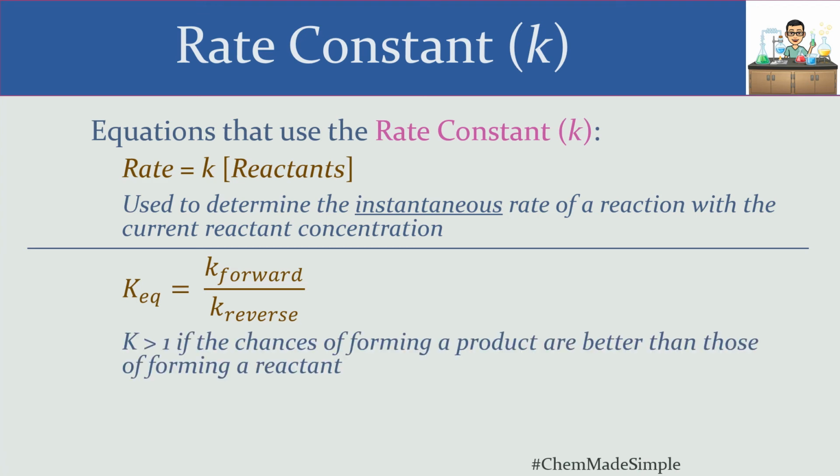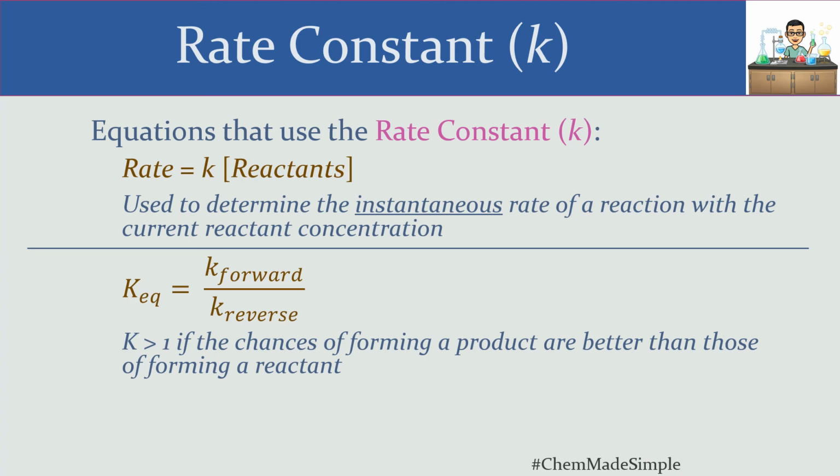Essentially what we're saying here is that K is bigger than 1. And if you remember from products over reactants, if K is bigger than 1, it means products are more likely at equilibrium. Here we're saying that K is bigger than 1 if the chances of forming a product are better than the chances of forming a reactant. That has to be true because when the reaction comes to equilibrium, it's going to favor the side that is more probable.